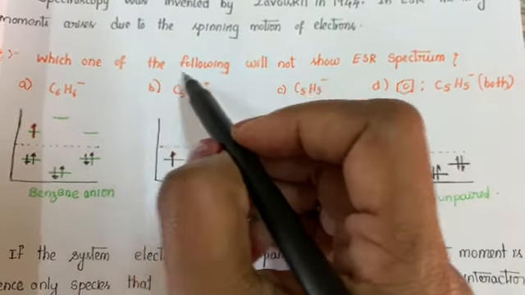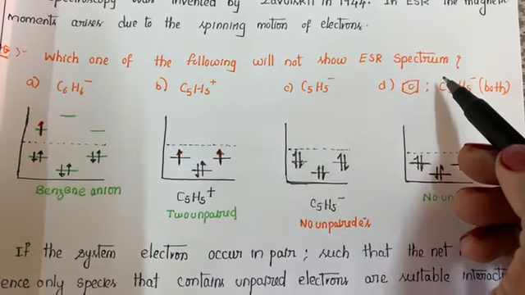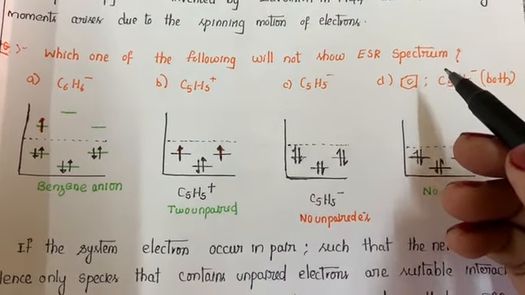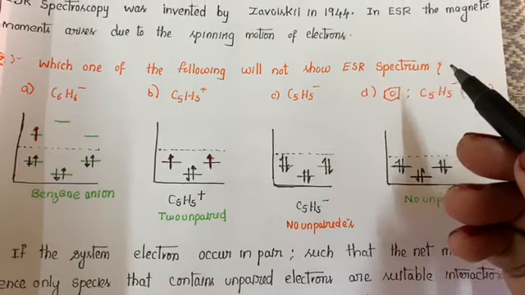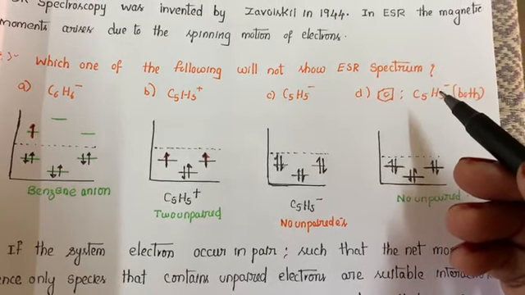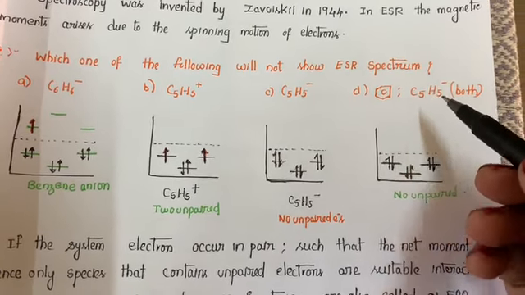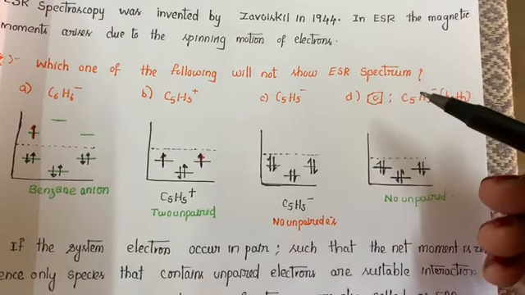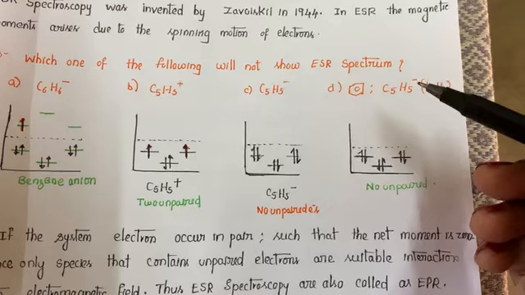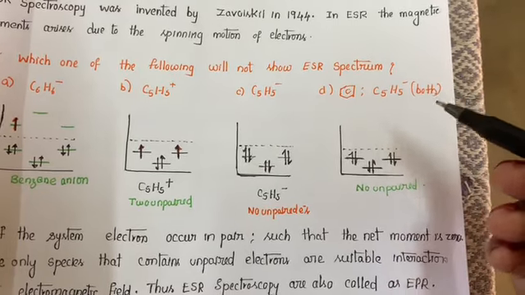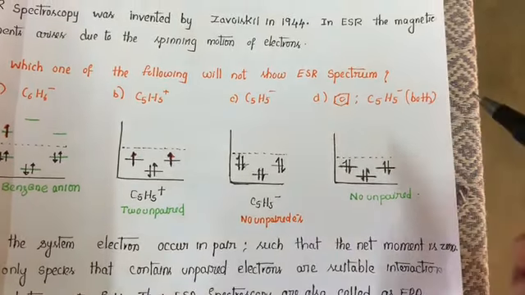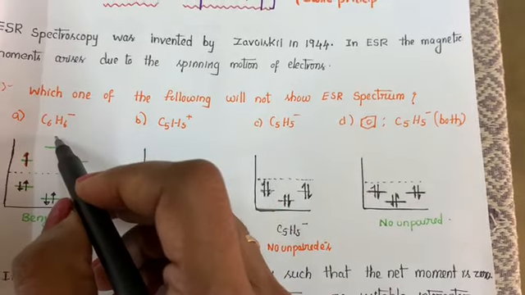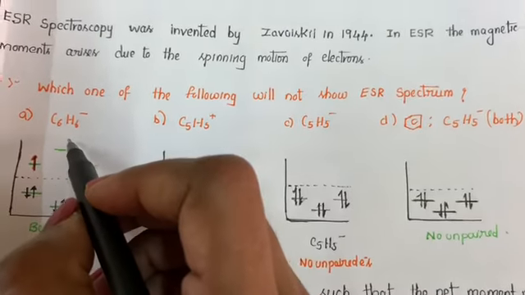So here, which one of the following will not show an ESR spectrum? First of all, we should know the basic principle of ESR spectrum. Any system to exhibit an ESR spectrum should contain 1 unpaired electron or more than 1 unpaired electron. Then only it can interact with electromagnetic radiation, and thus ESR spectroscopy arises, right? So here, the first thing we have to notice is whether these molecules have unpaired electrons or not.